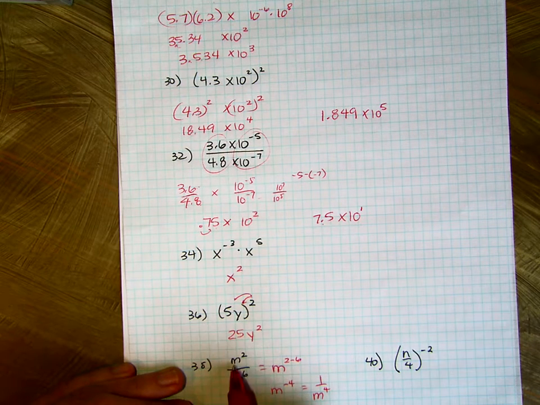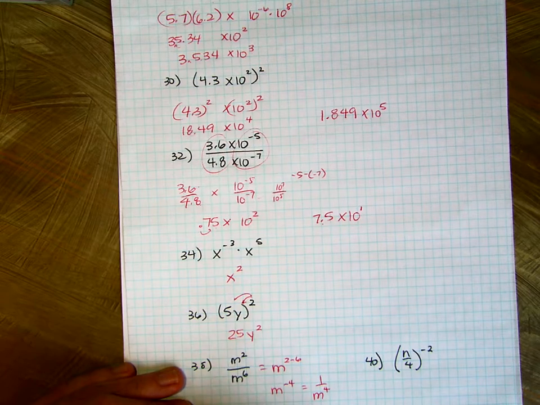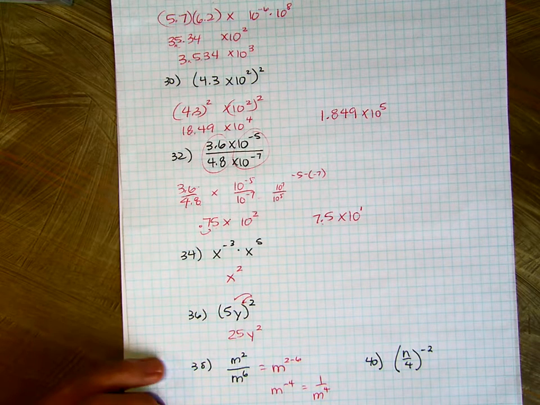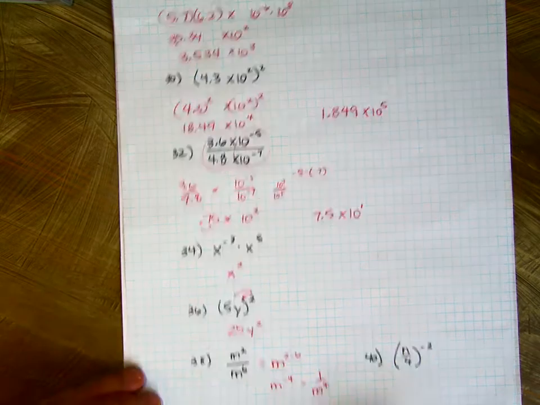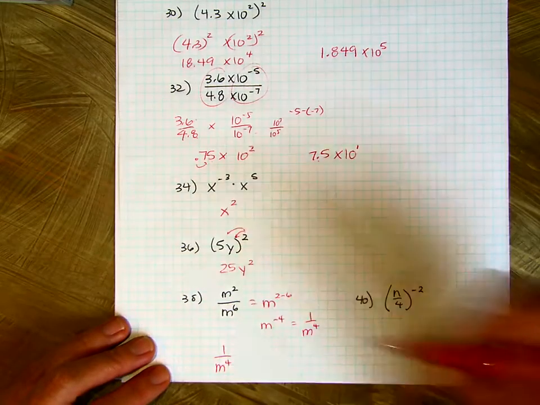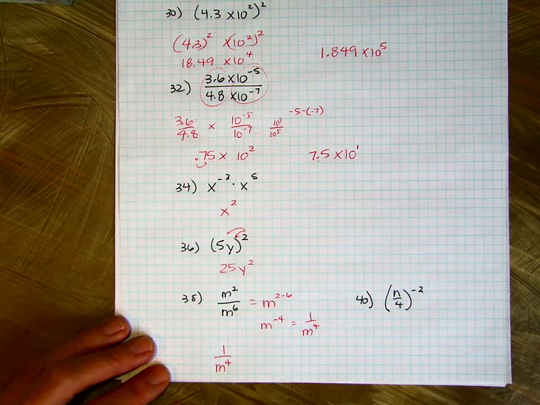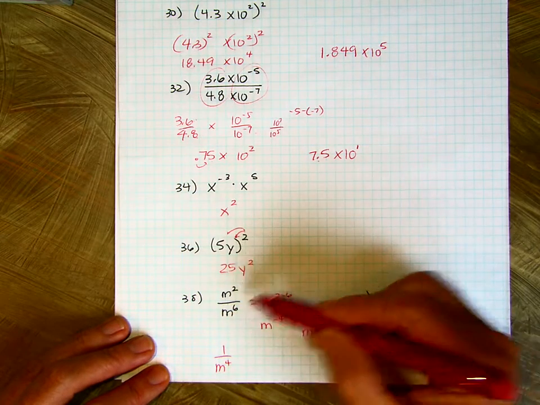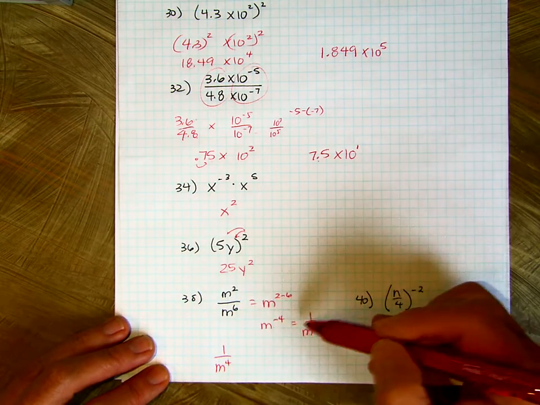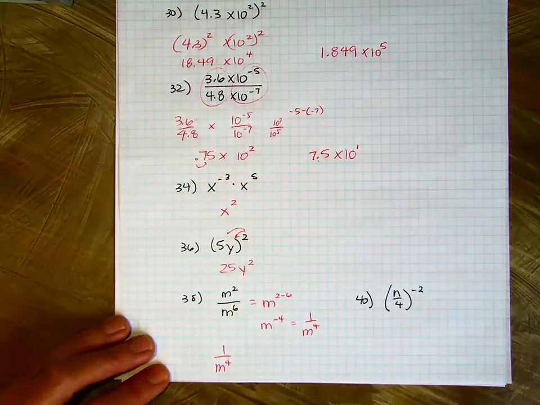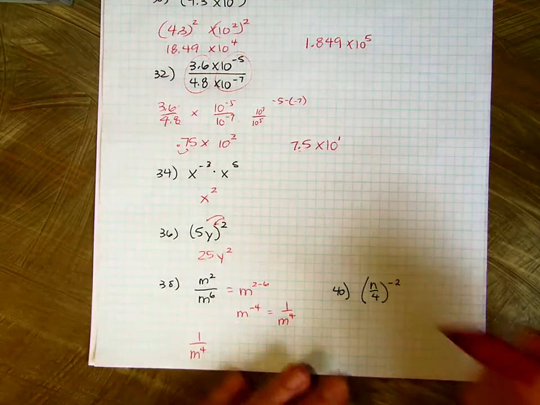But the other way to look at that is if I have 2 m's on the top and 6 m's on the bottom, I'm going to be left with 4 extra once 2 of those m's cancel. There's going to be 4 m's left on the bottom. But if you use the rule of subtraction, you get m to the negative 4th, which we have to remember is 1 over m to the 4th.